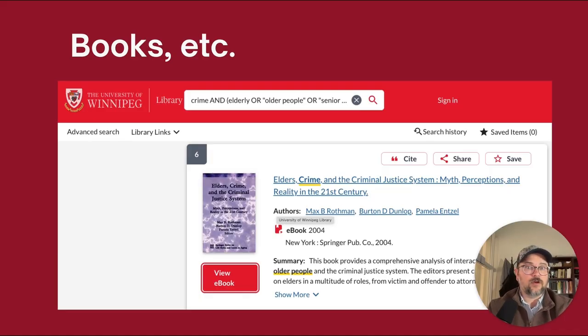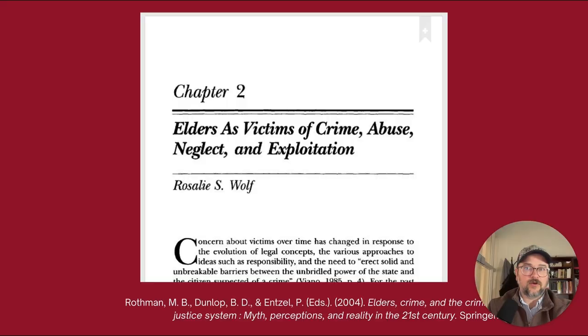So I found this book here about elders, crime, and the criminal justice system, myths, perceptions, and reality in the 21st century. Again, this is an ebook, so I can open it directly in my browser. I found this second chapter here of this book called Elders as Victims of Crime, Abuse, Neglect, and Exploitation. And so this would again perhaps form the basis of my initial understanding of how elderly people are being victimized or being targeted for crime, right?